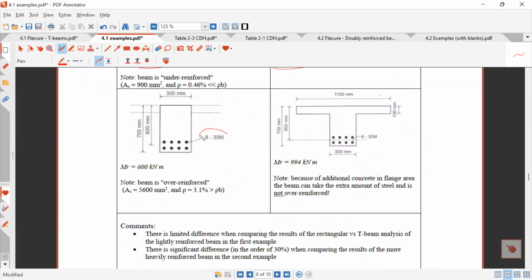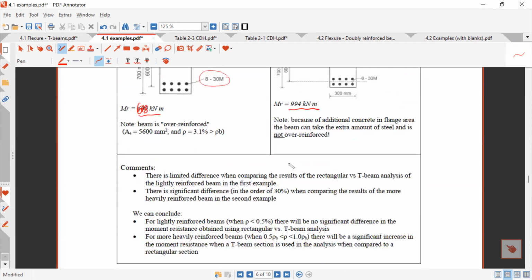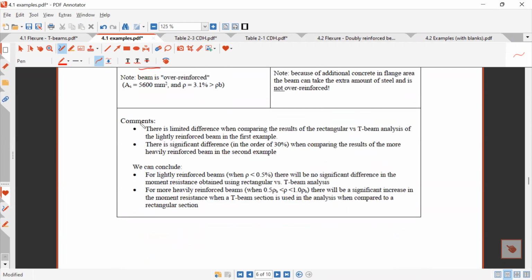Whereas if the beam is heavily reinforced, now it makes more of a difference. Again, this is 678. You can see the numbers are quite different here. Okay, so these are just some rules of thumb you can remember.